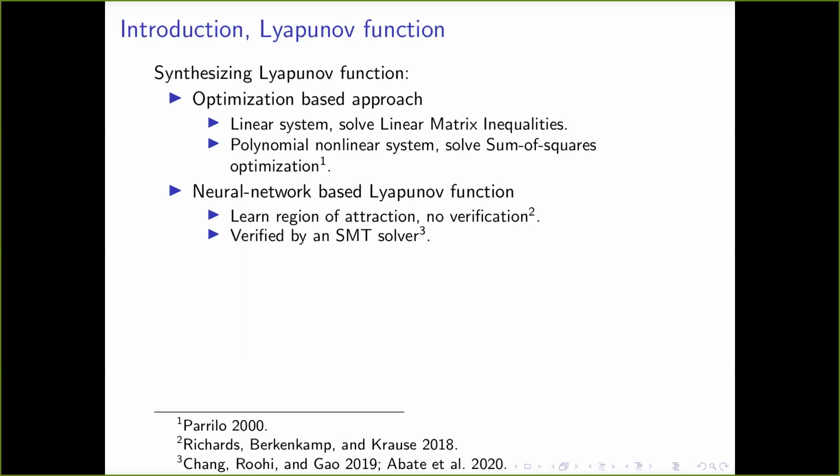Recently, with the fast advancement of deep learning, people started to represent Lyapunov functions through neural networks. For example, Richards learned the Lyapunov function and region of attraction using deep networks, but didn't verify the Lyapunov condition for every state. Recently, Chang and Abate learned the Lyapunov function as neural networks and verified the Lyapunov condition through SMT solvers.